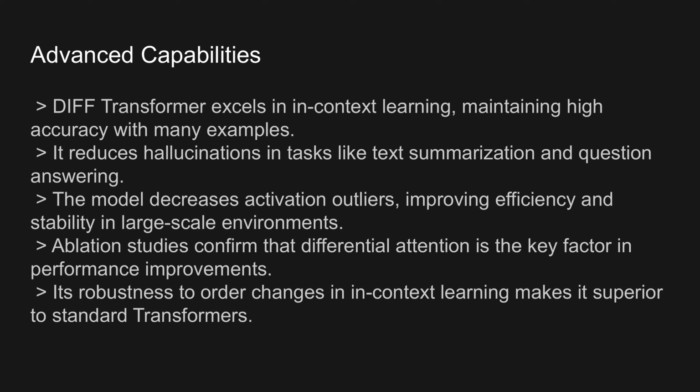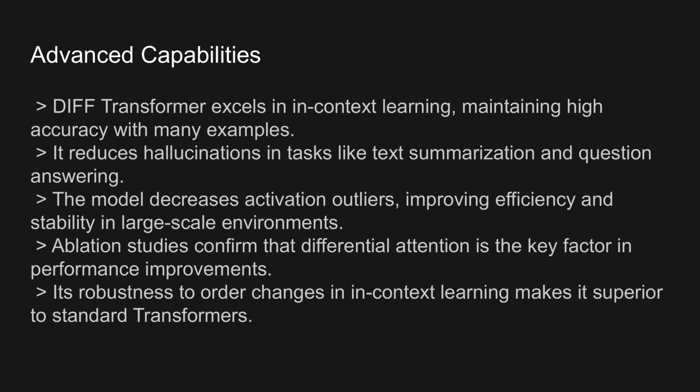First, in-context learning. The authors highlight how Diff Transformer outperforms the standard transformer in terms of accuracy and robustness during many shot classification tasks. This is important because it shows how well a model can learn and adapt from examples provided in the input context. Right. So it's about how well the model can learn directly from the input, instead of needing more training or fine-tuning.